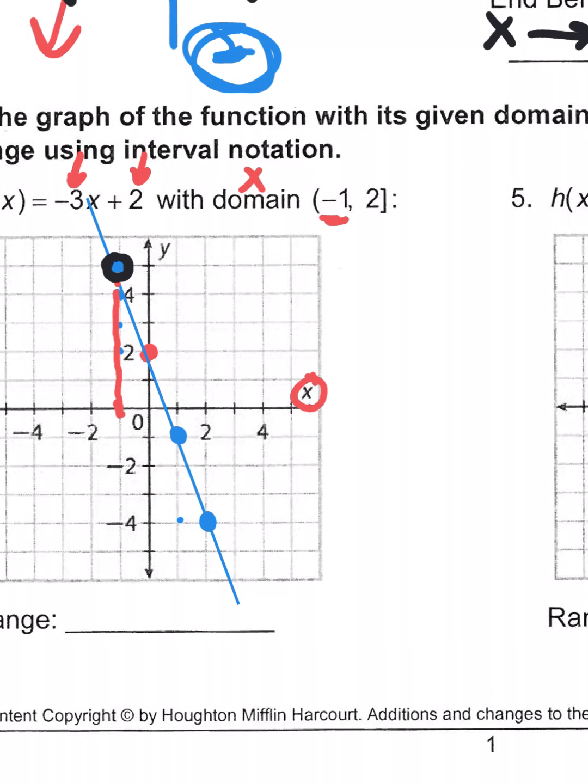And then as we go on to 2, so let's go from negative 1 to 0 to 1 to 2. Once we get to 2, we're down here, okay? And this point is included. Do you see the bracket? So that 2 is included, so that's a solid circle, and so this is our graph, okay? This is our graph using this domain, parentheses, negative 1, comma, 2 with a bracket.